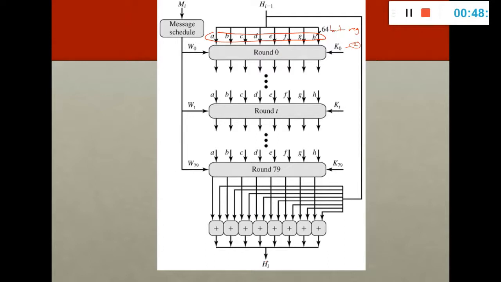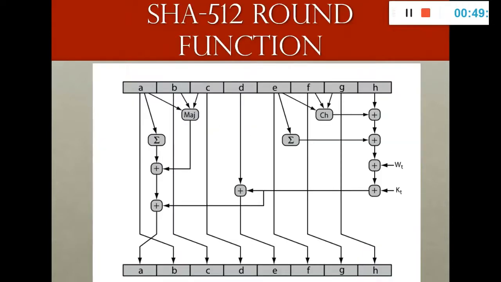Then you have H1, and this H1 will be supplied to the next block. It's like chaining block, CBC, cipher block chaining mode, if I mentioned correctly. So it's a feedback. I mean, you use the output of the previous block for the next block. So this is round 0. Each round has its own function.